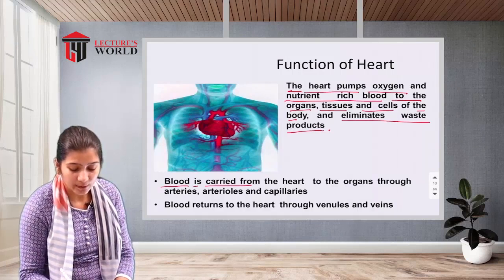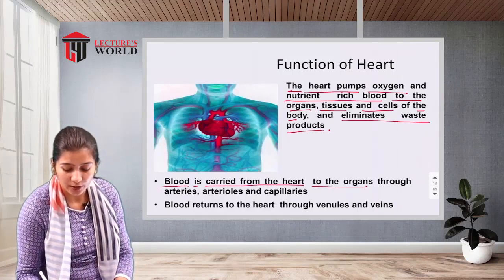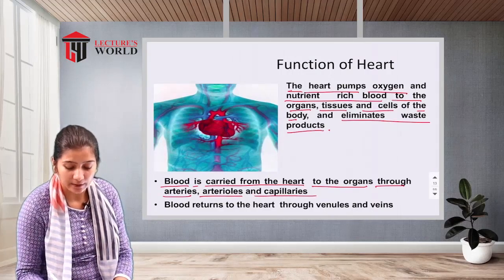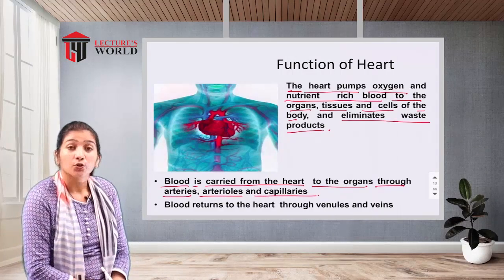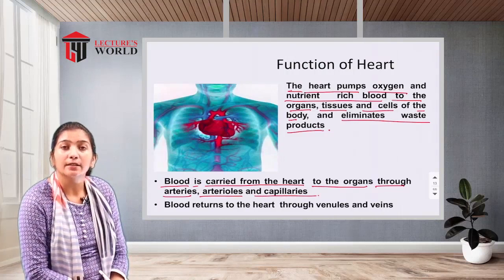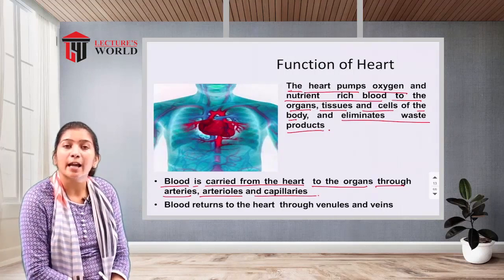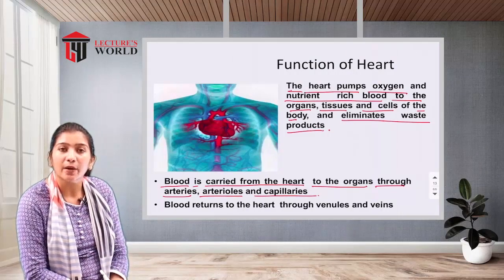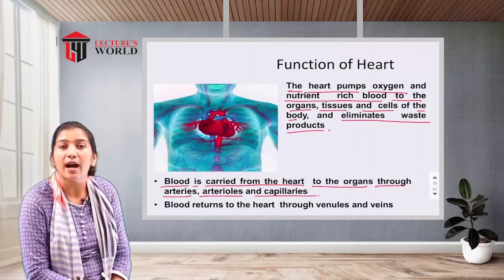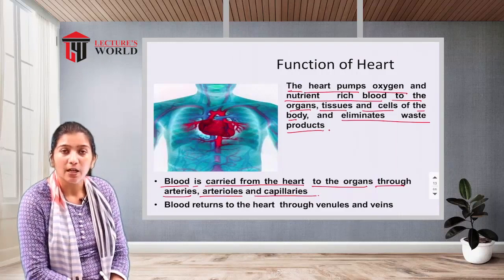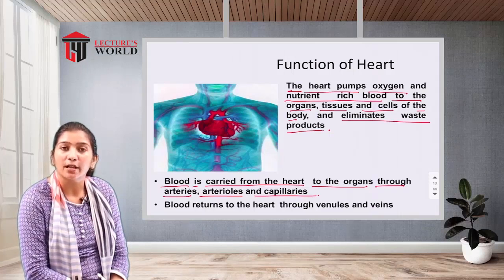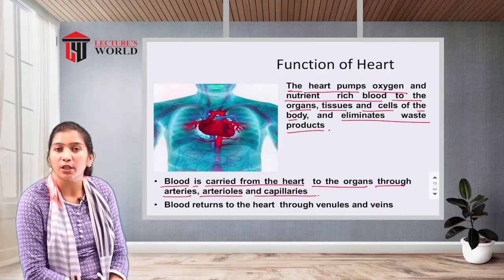Blood is carried from the heart to the organs through arteries, arterioles and the capillaries. So the oxygenated blood comes out from the heart with the help of the arch of aorta, and the aorta is divided into several arteries, arterioles and the capillaries. So the oxygenated blood is supplied via the arch of aorta to the arteries, arterioles and capillaries throughout the body.